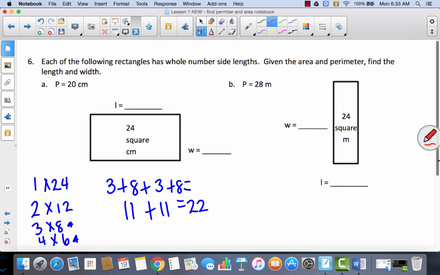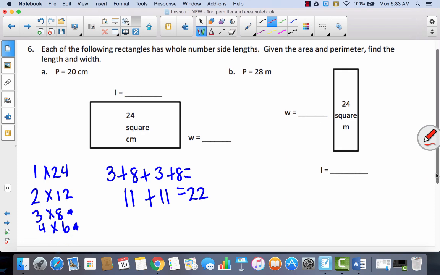All right, so I'm going to do 4 plus 6. I'm going to scroll down just a little bit. So I've got 4 plus 6 plus 4 plus 6. So that gives me 10 plus 10, which equals 20. So I found my length and the width. They must be 4 and 6. I'm not sure which one's, well, I can kind of tell. This must be 6 because it's the longer side, and this must be 4.